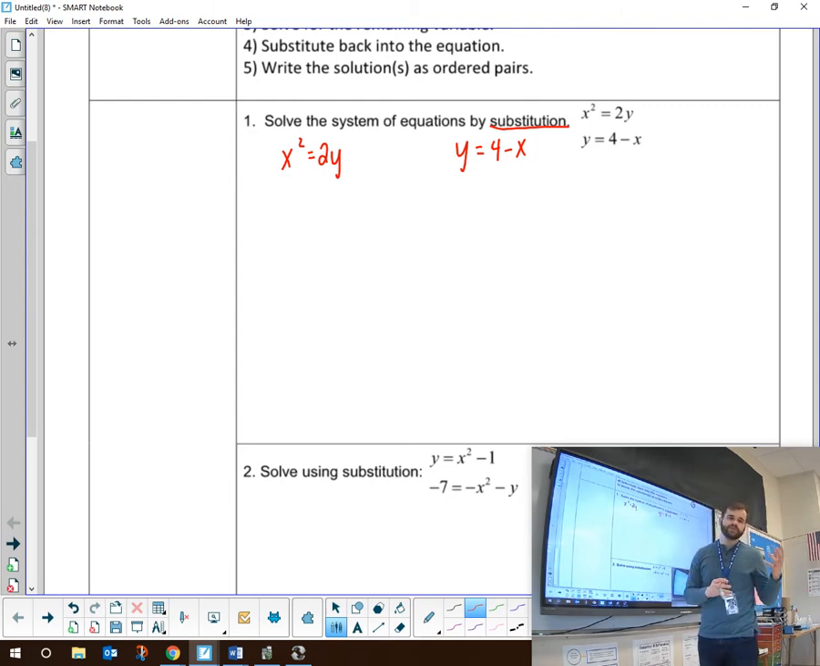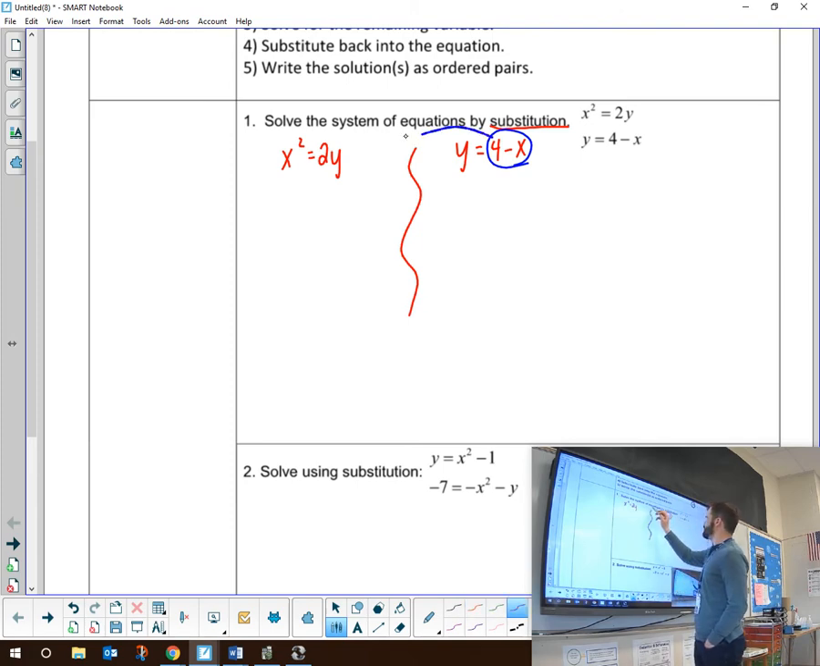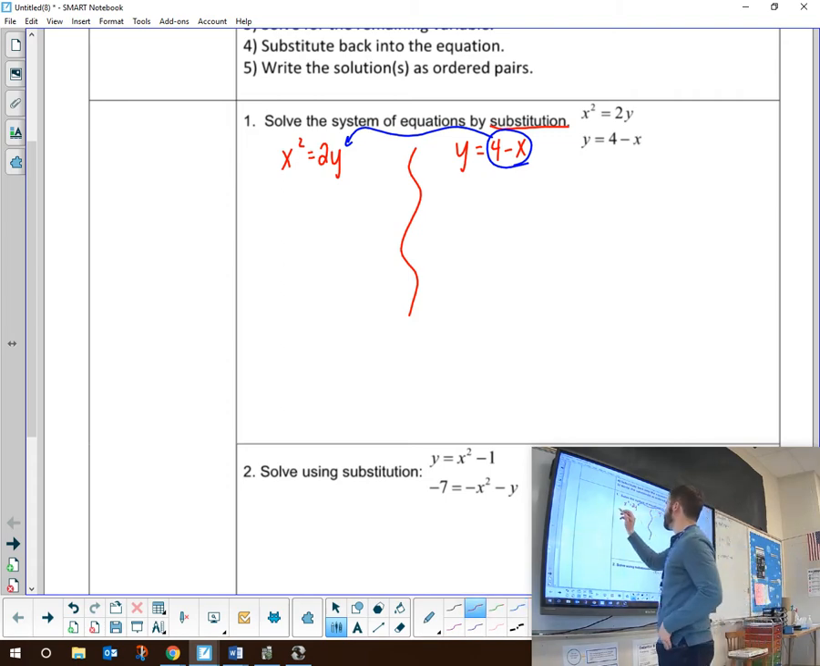So our first step was we solve for an x or solve for a y, and then I can substitute that in, and that can help me solve. So let's take this value for y, because we already have this y solved for, and let's substitute it in for y in my other equation, okay? We're going to take this value for 4 minus x, and we're going to plug it in for y over here. So since this y equals 4 minus x, then this y must also equal 4 minus x. So we're going to have x squared equals 2 times 4 minus x.